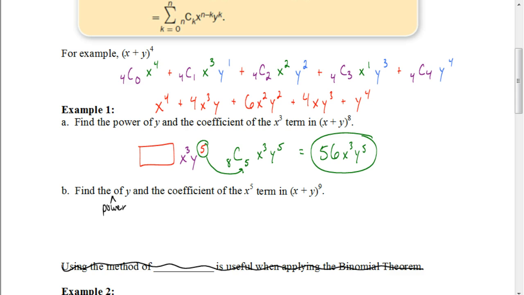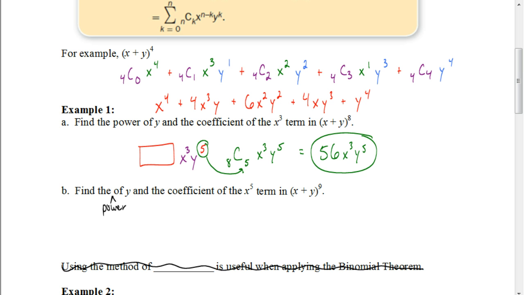Why don't you guys take a minute and try this next one on your own. There's a typo in there. It should say find the power of y and the coefficient of the x to the fifth term in x plus y to the ninth power. So just like the previous one, I want you guys to work this one out. So pause the video and hit play when you're ready to check to see if you have the correct answer.